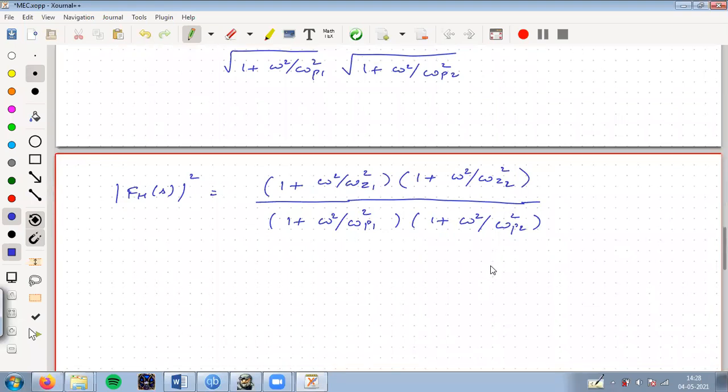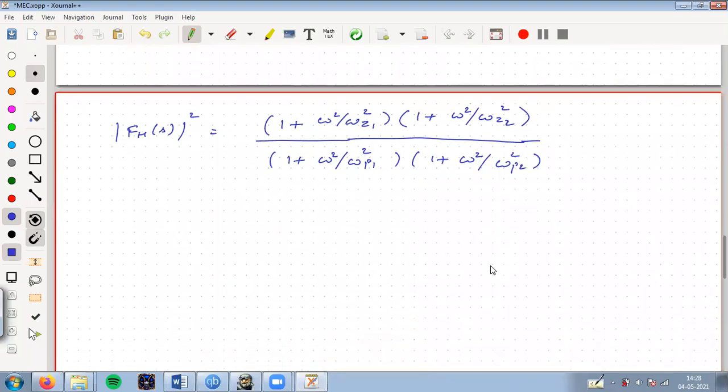So this is I've just taken the squared magnitude of fh of s. Now, one point you have to remember is that when omega here is omega h, what happens to fh of s?